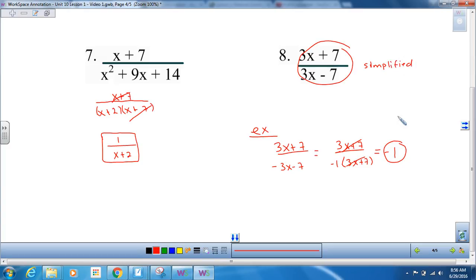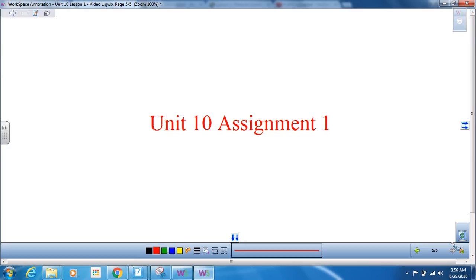Okay, so let's look at Unit 10, Assignment 1.